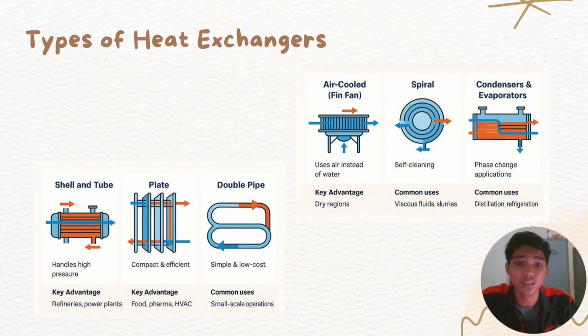The next one is spiral. Spiral can be used for self-cleaning. The common use is viscous fluids and slurries. The last one is condensers and evaporators. The condensers and evaporators are used in phase change applications.